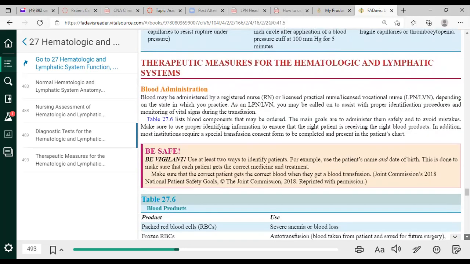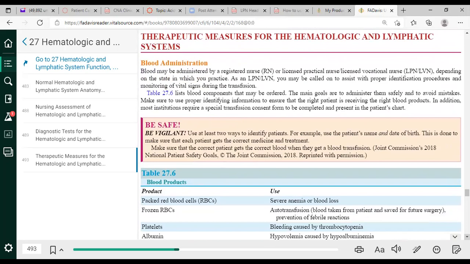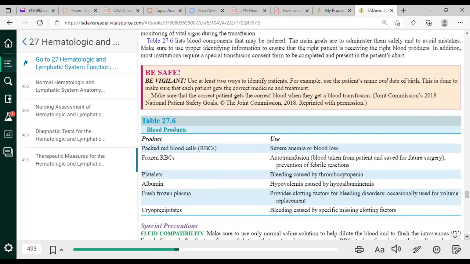And it's talking about blood administration. Typically in Michigan, an RN has to start blood, and then an RN can delegate the task of monitoring the blood administration. It talks about different blood products that can be transfused. So there are different blood products that can be transfused.